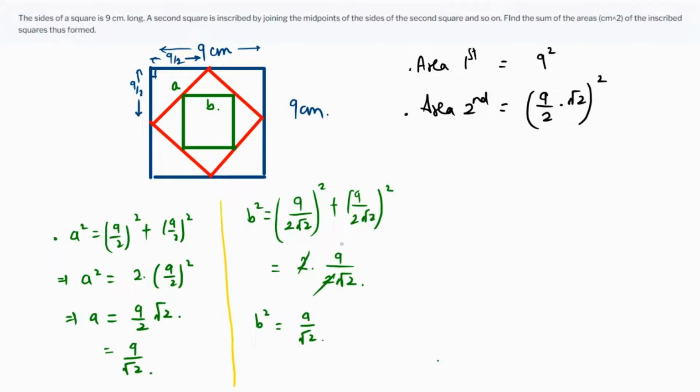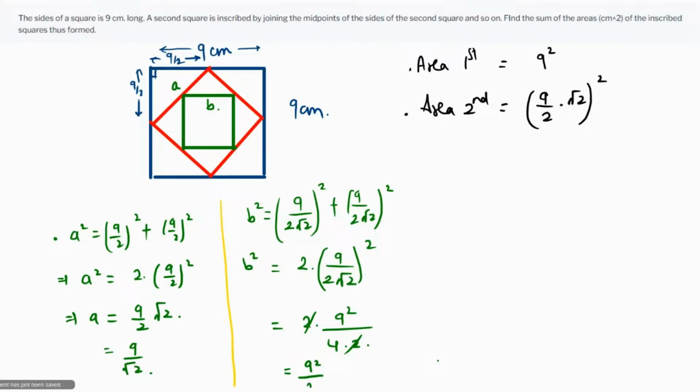Actually, there is something wrong. This will be 2 times (9 over 2 root 2) whole square. That is the value of b square, and this is the area. So that will be 2 times 9 square over 4 times 2, which is nothing but 9 square over 4. So the area of the second can be rewritten as 9 square over 2.